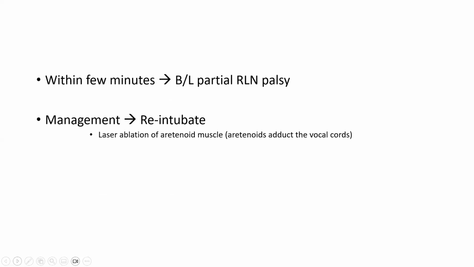Within a few minutes, it could be bilateral partial recurrent laryngeal nerve palsy. For this, the source of management is re-intubation, and the definitive management is to ablate the adductor muscles. I told you the adductor muscles are the muscles that bring the vocal cords to the midline, so we need to ablate those muscles, the arytenoid muscles, by laser ablation.